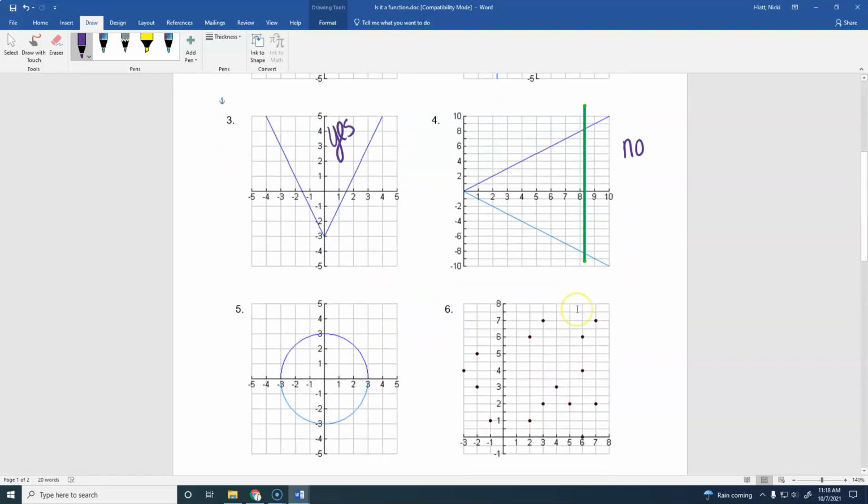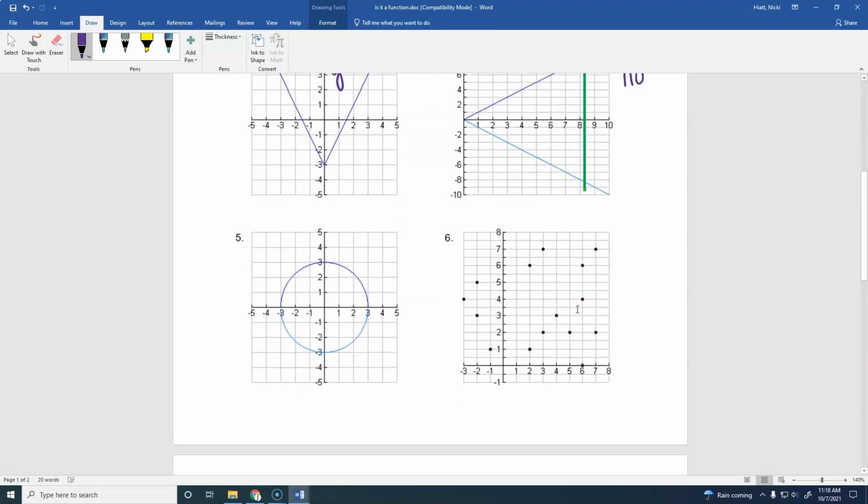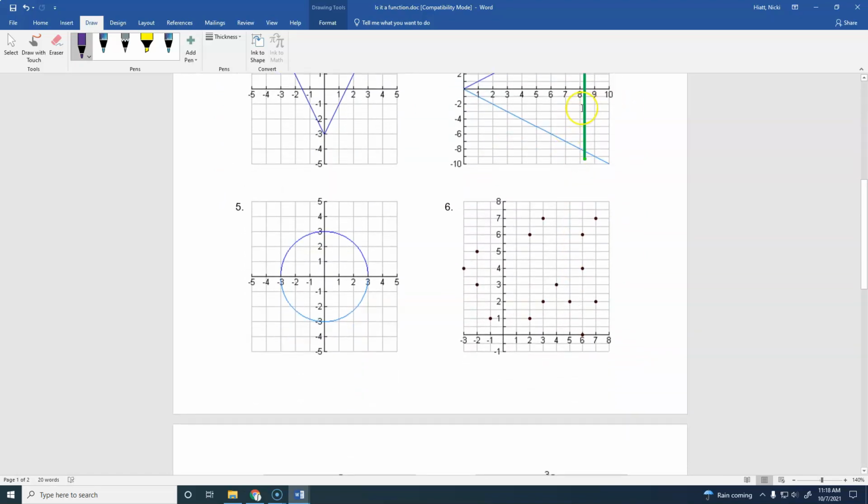Okay? All right, here are 5 and 6. 6 is a little tough to do. 5 should be easy, so I'm just going to go ahead and call on you on that one. Jada, what do you think? A yes or a no? That one's a no, because clearly, pretty much everywhere, it's touching a vertical line twice.